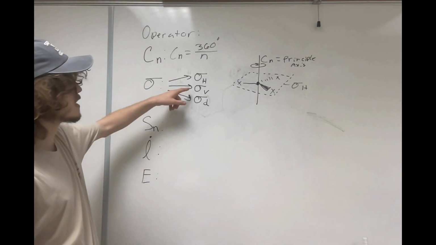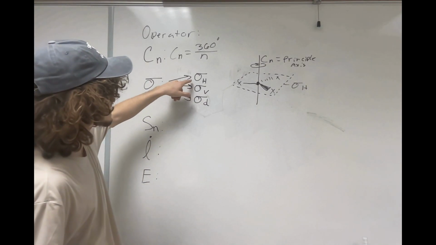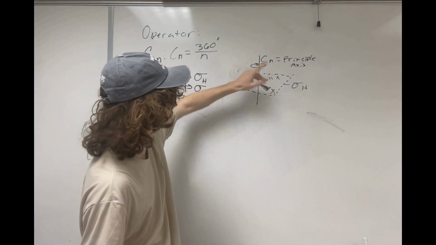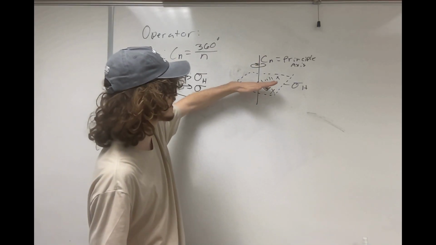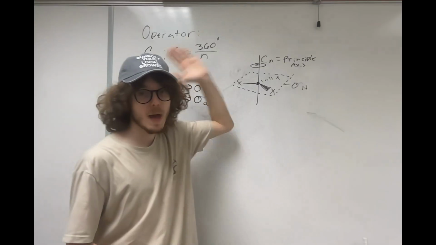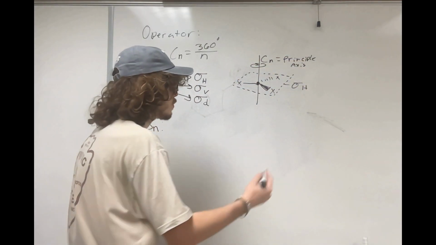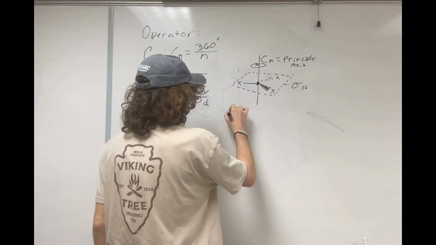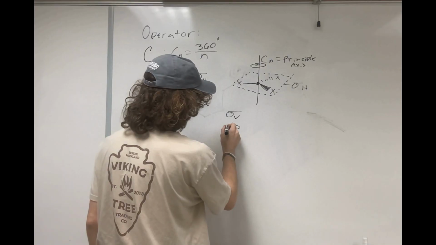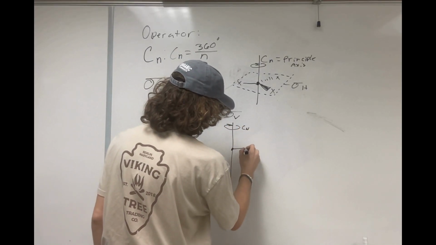There can also be sigma v and sigma d. Whereas sigma h was perpendicular to the principal axis, sitting like this if we look at that as straight up and down, what sigma v and sigma d are going to do is pass through the line of the principal axis. So what does this look like? Well, for sigma v, it will look something like this. So here's our principal axis, Cn, and we have our groups.